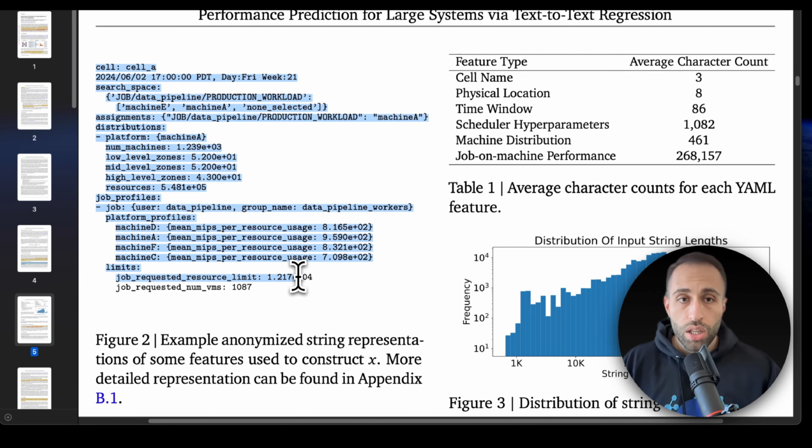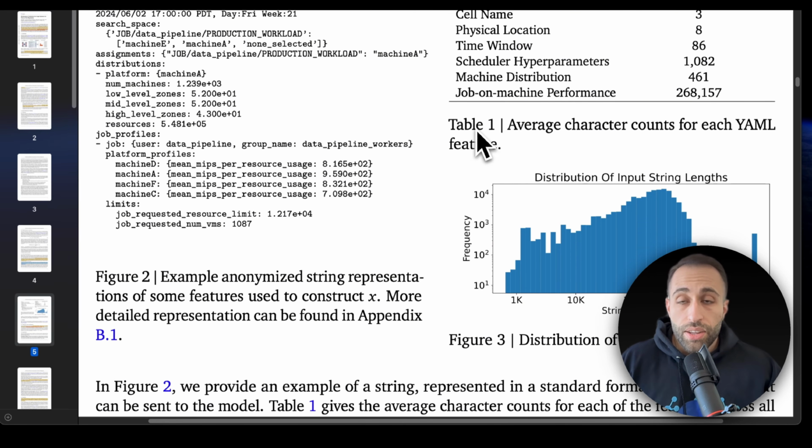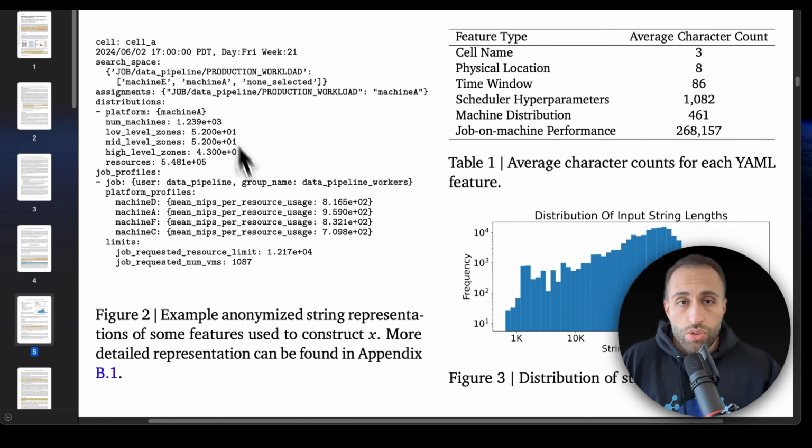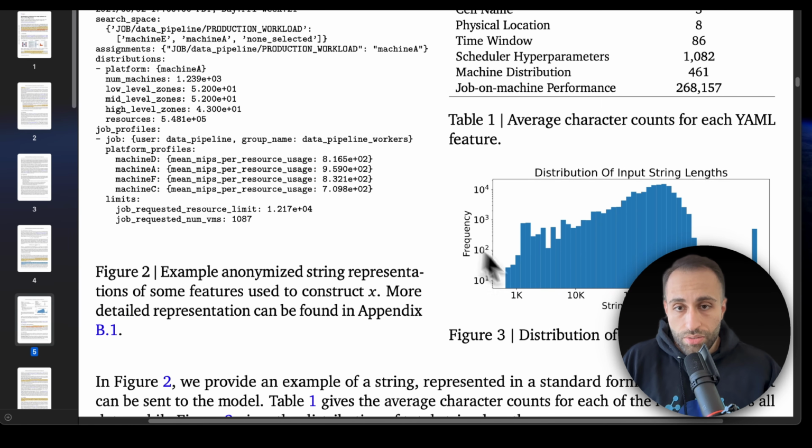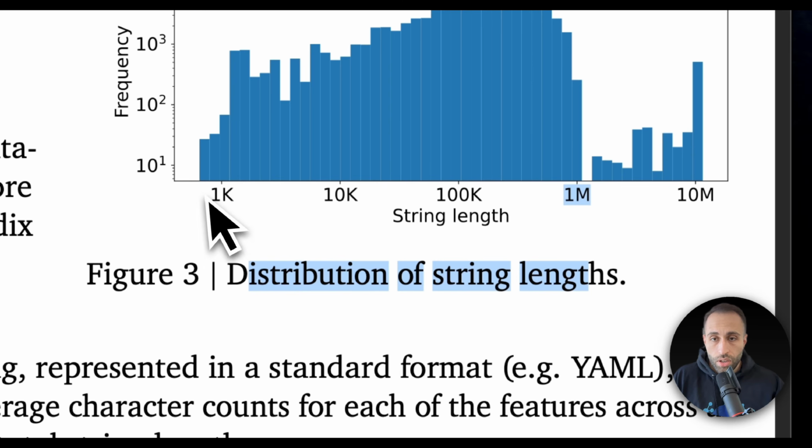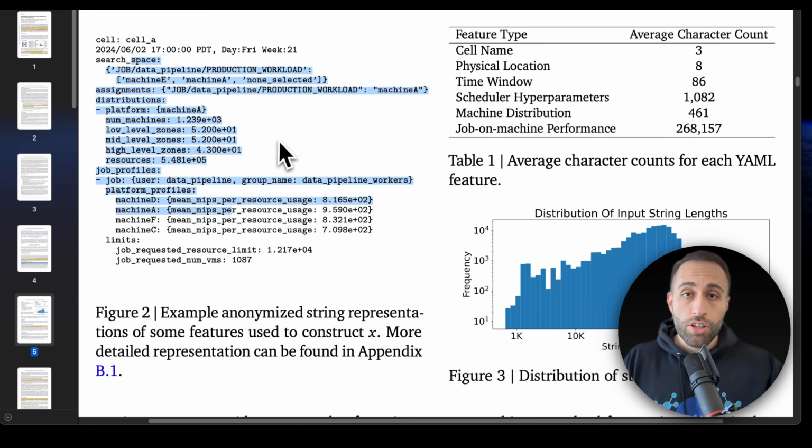So they have a bunch of logs with just pure raw text, and you can see that on average, each section of the raw text has a different length. For example, cell name has on average a 3 character count, then a physical location, a time window. These are information about that compute cluster. And even the whole string length of the raw text can be different, as you can see in the distribution of string length from 1K to 10 million. And they noted that as we make this length larger, the model can understand more context about this feature, so the model performs even better.